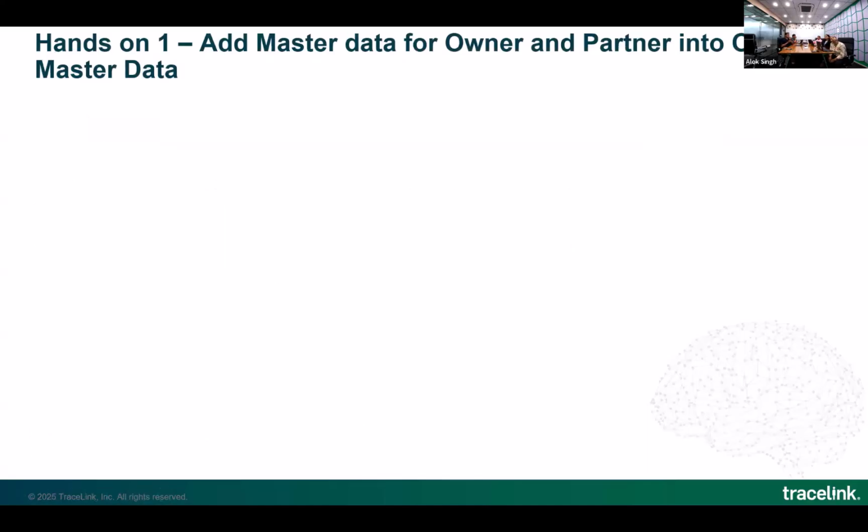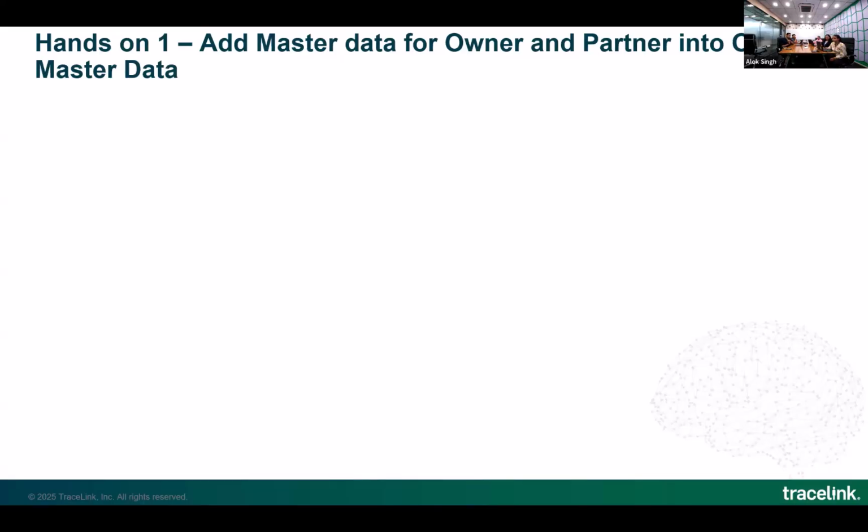Now starts the hands-on. In hands-on one, if you have all the prerequisites completed, the first step would be to add the master data for the owner and partner. By this time, if your company is already created, you might have master data created for the owner company and location. You also might have created master data for the partner. If you create the master data on TTS, it gets synchronized to Opus automatically, and if you create master data on Opus, it gets synchronized to TTS. So synchronization happens both ways.